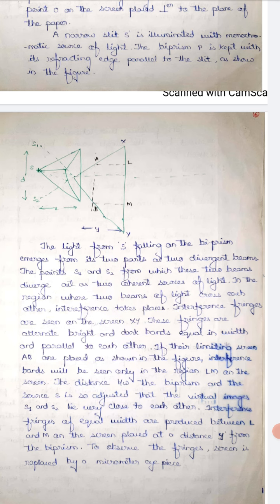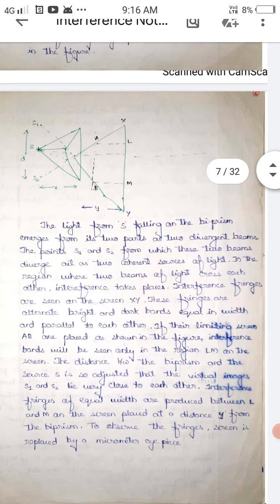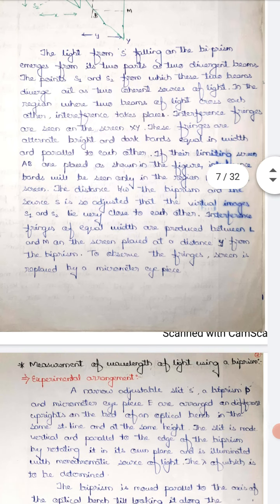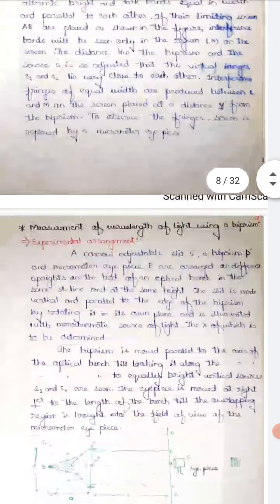The source S is adjusted so that the virtual images S1 and S2 are very close to each other, that is, the interference fringes are of equal width and are produced between L and M. The screen is placed at a distance from the biprism, and to observe the fringes the screen is replaced by a micrometer eyepiece. Okay, this is the 5 marks important question, Fresnel biprism.